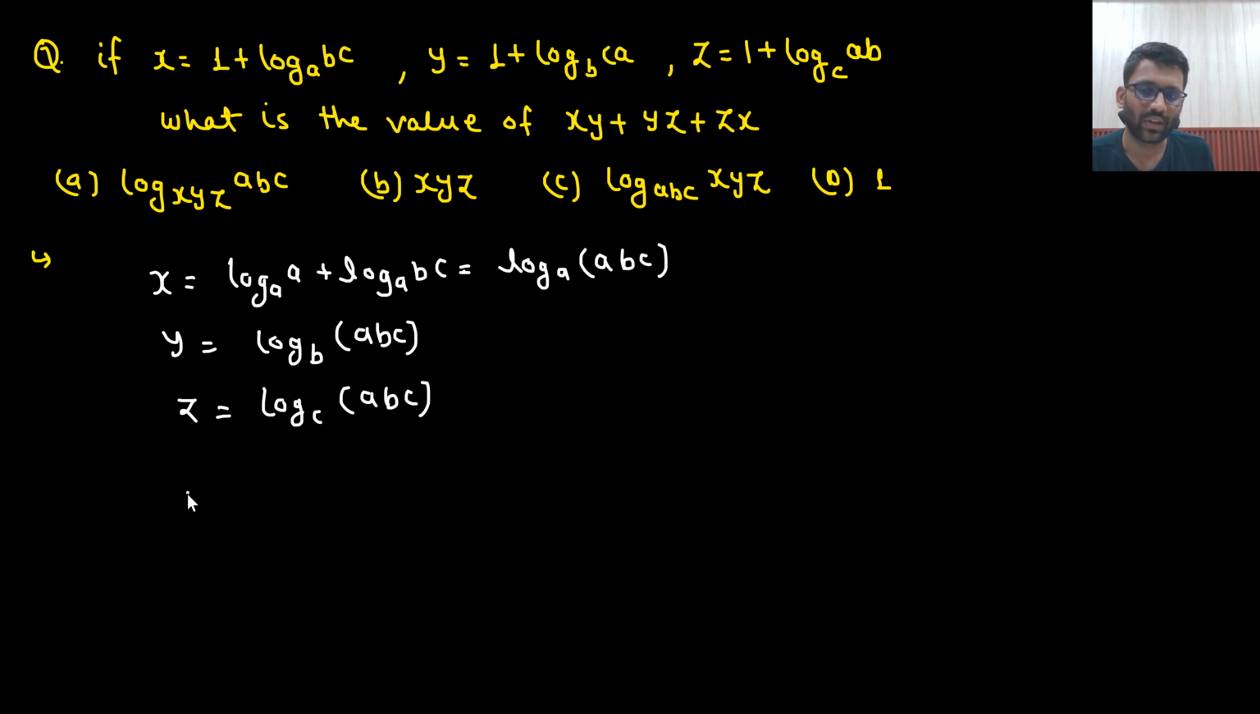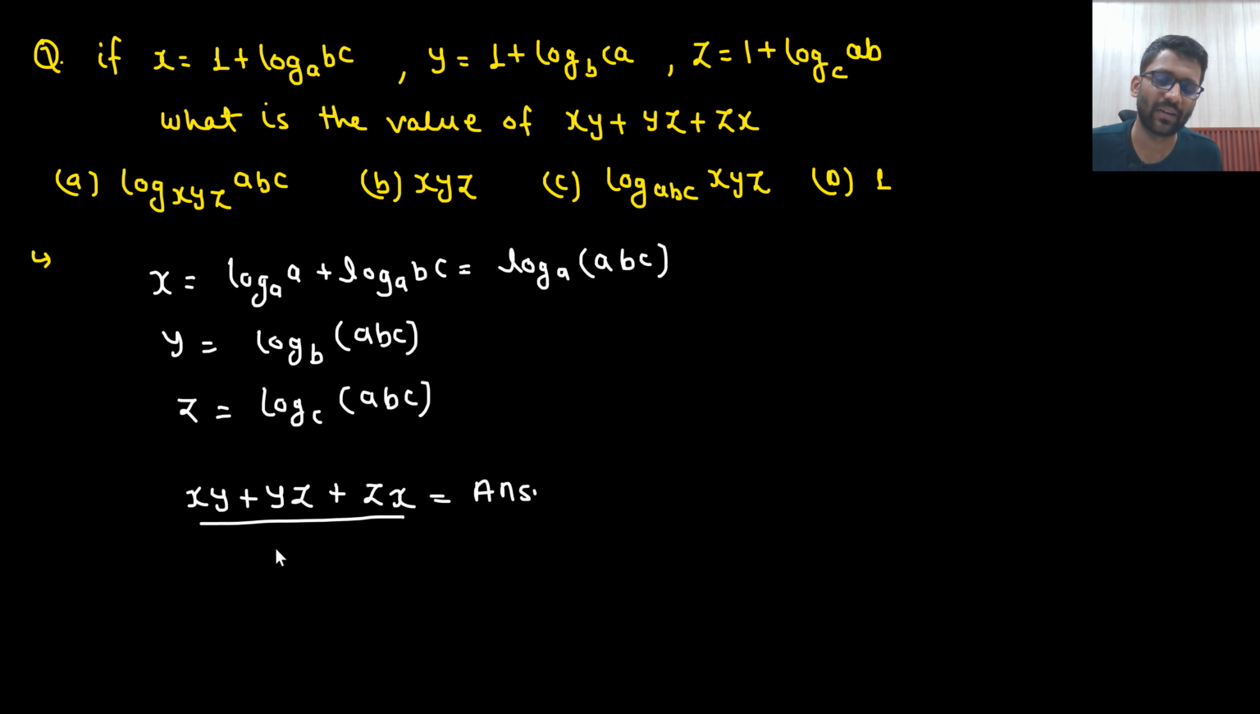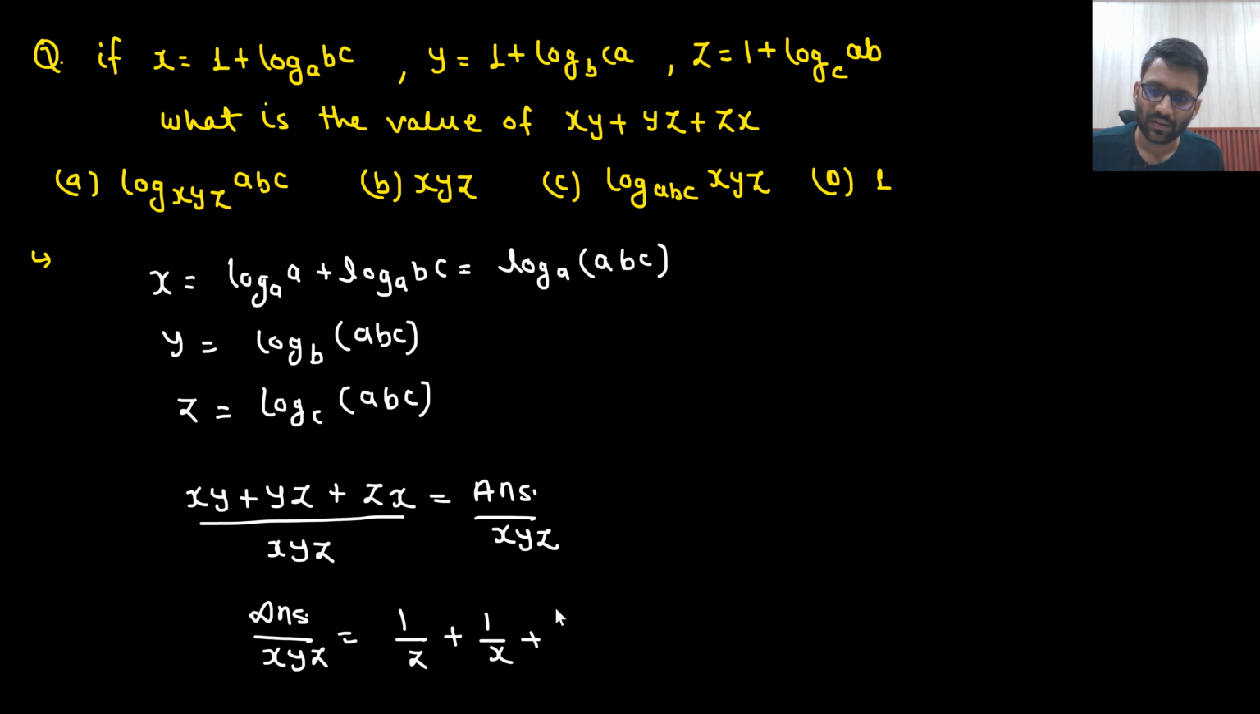So what do I need to find actually? xy plus yz plus zx. This is my answer. What do I do? On both sides I divide by xyz. So answer by xyz is equal to 1 by z plus 1 by x plus 1 by y.